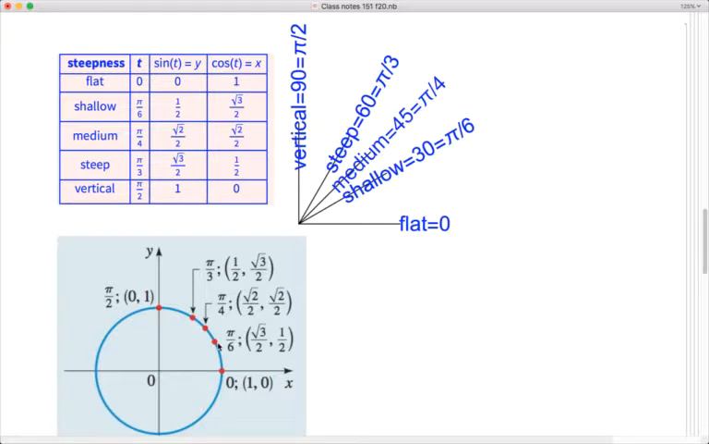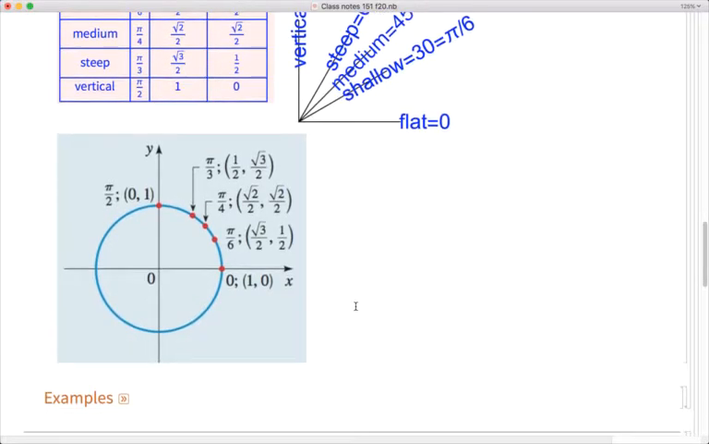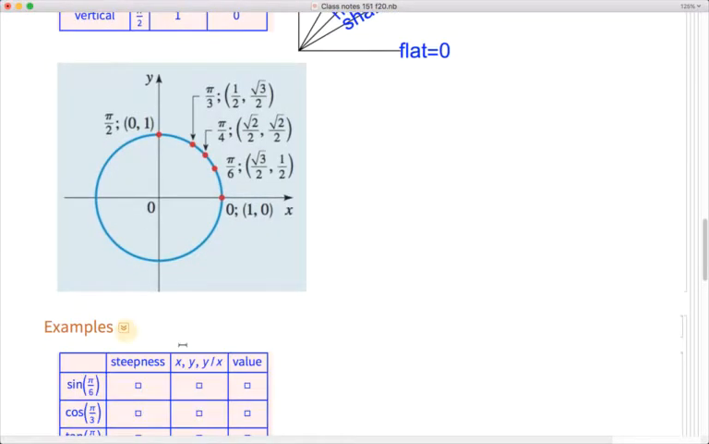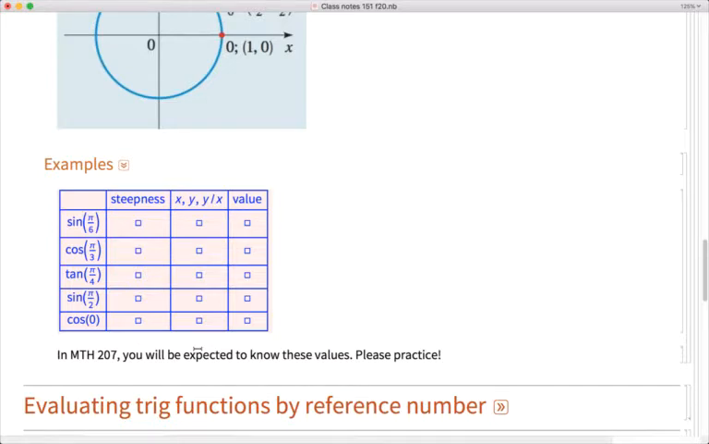Again, thinking about the steepness I think is helpful. If we have pi over 6 as the value of t, I'm not supposed to think of it as an angle, but it's hard not to. Pi over 6, if we travel that distance, we wind up at a fairly shallow angle. That should have a large x-coordinate, and the x-coordinate is the cosine. Maybe I should have these columns reversed.